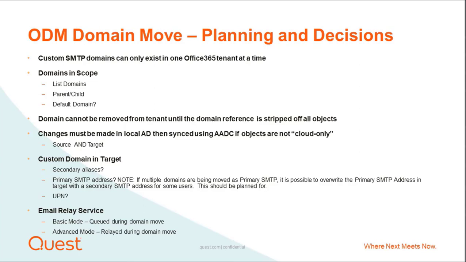Then finally, a decision to be taken is what happens to the emails sent by external users during the domain move. A typical domain move will take anywhere from 6 to 8 hours. So what happens to emails sent to this domain during the domain move? There are two options. You can either opt to queue the mails during the domain move and then release them after the domain is moved to the target tenant, or you can choose the email release service offered by ODM, which will continually deliver or relay the mails to the target mailbox of the user during the domain move.